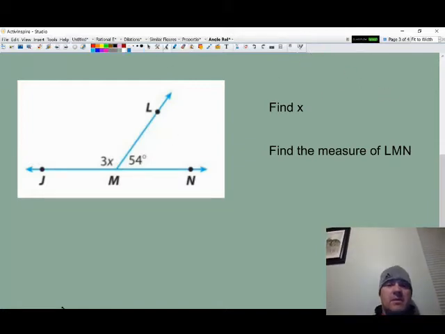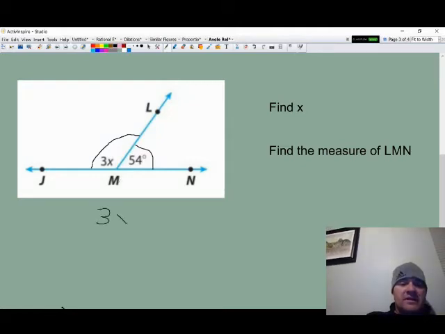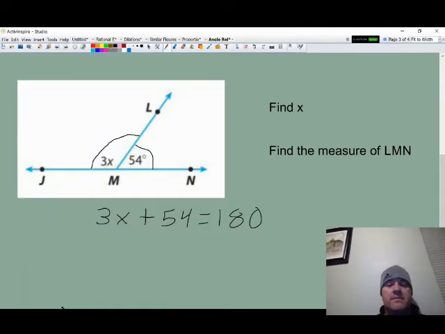Here's my next problem. Okay, first of all, whenever you're trying to do this, identify the relationship between the angles. We've got this angle right here, and I'll call this angle JML, plus this angle right here, which we'll call LMN. I know that those form a straight line, and I know that a straight line is 180. So my equation is 3x, that angle, plus 54 is going to equal 180.